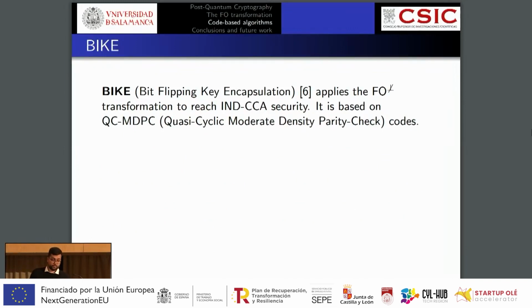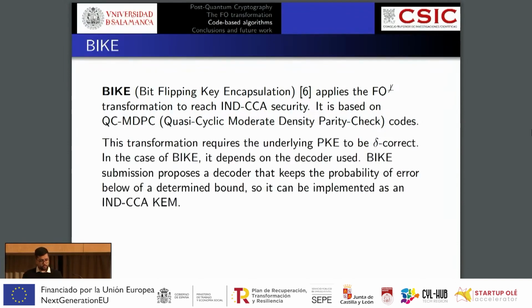The second code-based algorithm is called BIKE, which uses the FO transformation with implicit rejection. This is the most commonly used transformation in the NIST candidates, and in particular in the lattice-based candidates it is the one used in most of them. The BIKE algorithm is particular in that its correctness depends on the decoder used, and the viability of the transformation also depends on the correctness of the algorithm. If the algorithm fails too much, we cannot apply the transformation and ensure the security of the system.